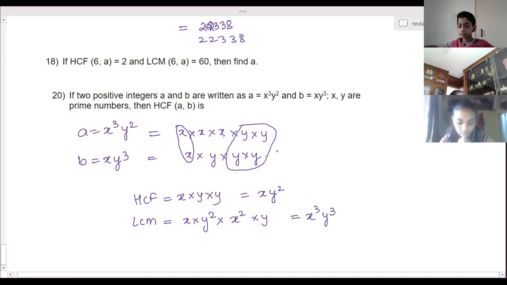Now, without writing all this, you can find it directly. What you have to do is: HCF is the common terms with the least exponents, the least power of common terms.